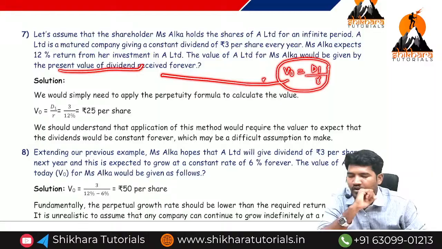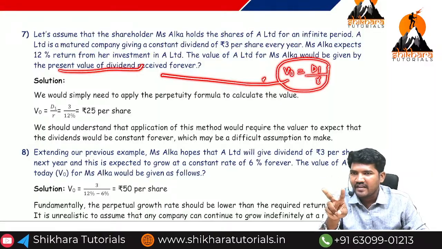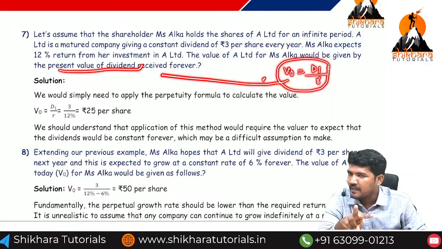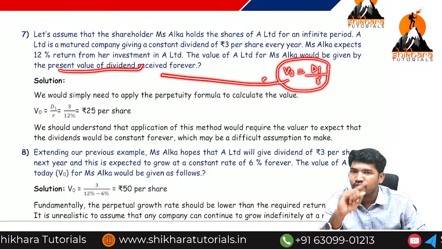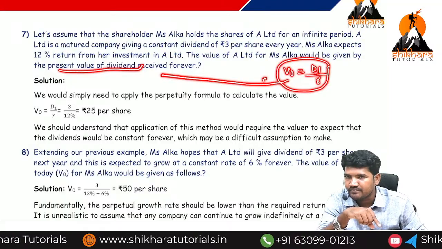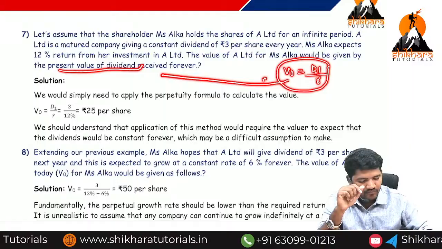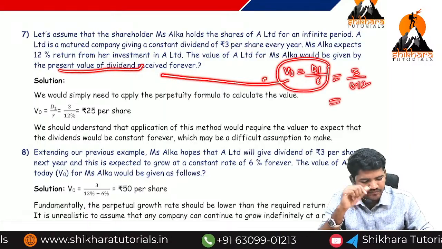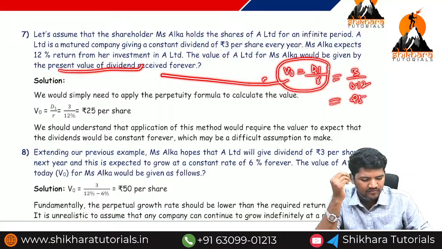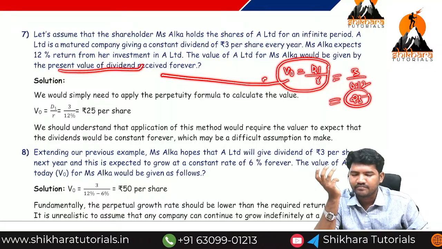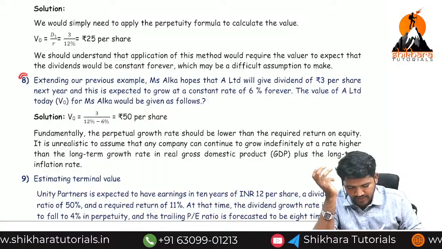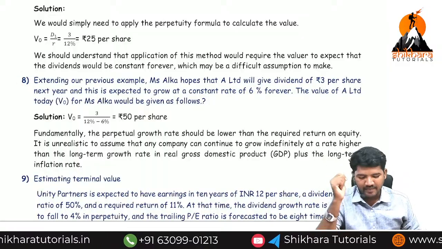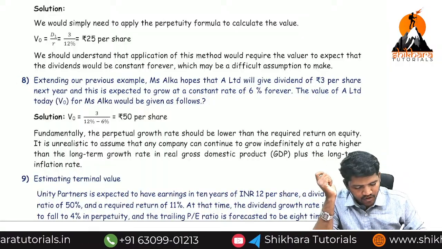Are you okay? There is a combo now, forecasted as well as perpetual. That combo we are using with future value calculation also. I will give clarity. Now, direct answer: 3 divided by 0.12. Answer: 25... V0 equals 25.